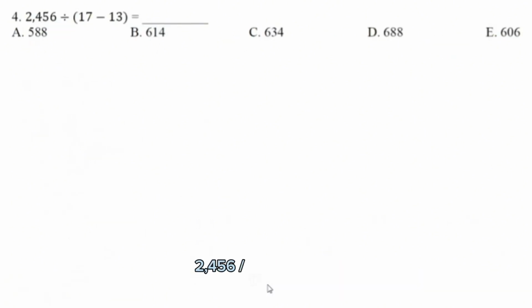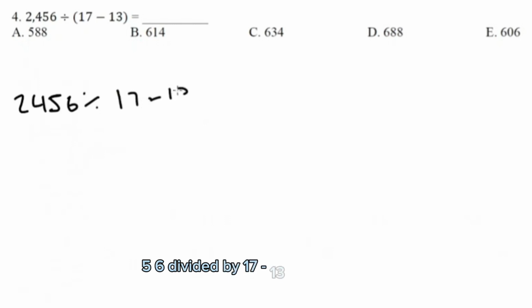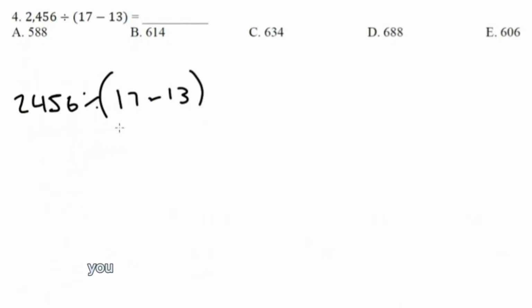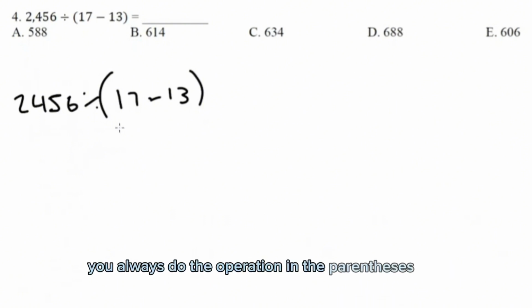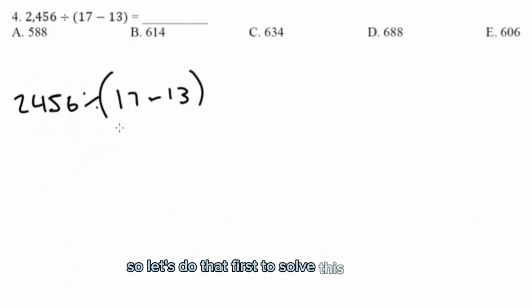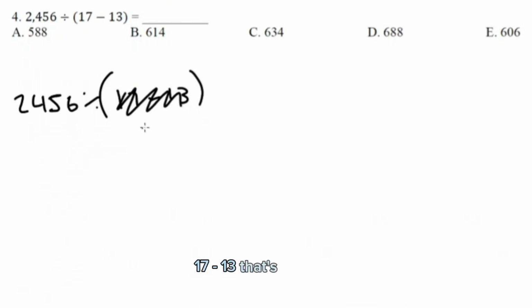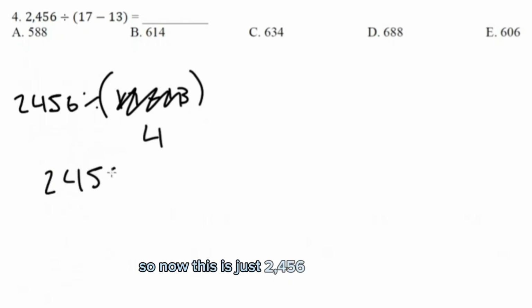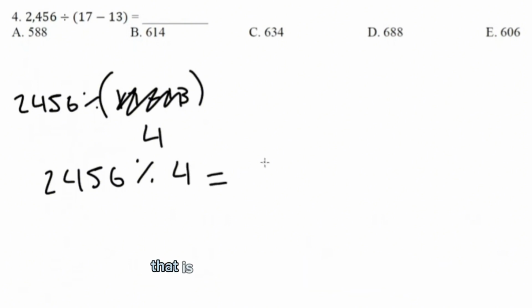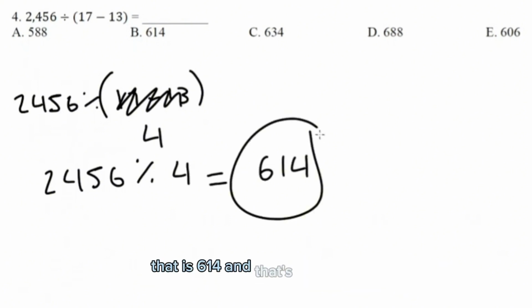2,456 divided by 17 minus 13. So we have 2,456 divided by 17 minus 13 in parentheses. According to the order of operations, you always do the operation in the parentheses first. So let's do that first. 17 minus 13 is just 4. So now this is just 2,456 divided by 4. That is 614, and that's your answer.